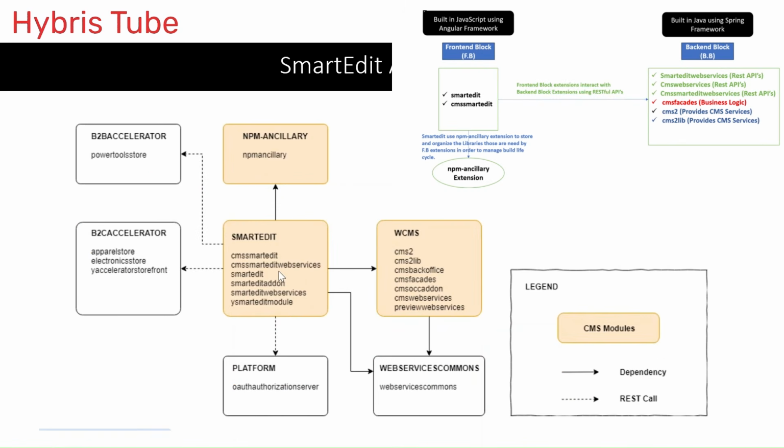So let's revisit this diagram again. As you can see, SmartEdit framework consists of a set of extensions. Some of the extensions lie in the front end block and some of the extensions lie in the back end block. For example, some of the extensions which lie in the front end block are SmartEdit and CMS SmartEdit extensions, right? And these extensions are written in JavaScript using the AngularJS framework, right? And to manage the build life cycle of these extensions, SmartEdit uses the npm ancillary extension. I hope guys this is clear to you.